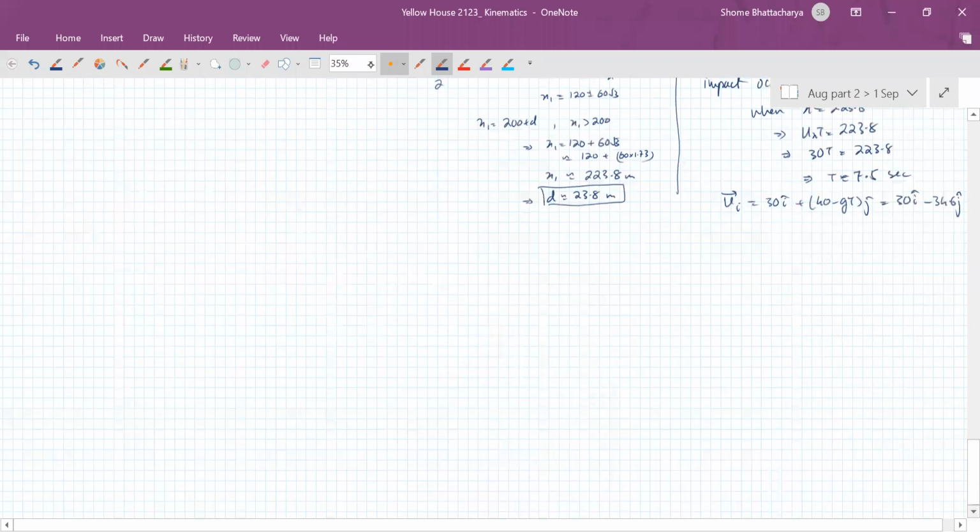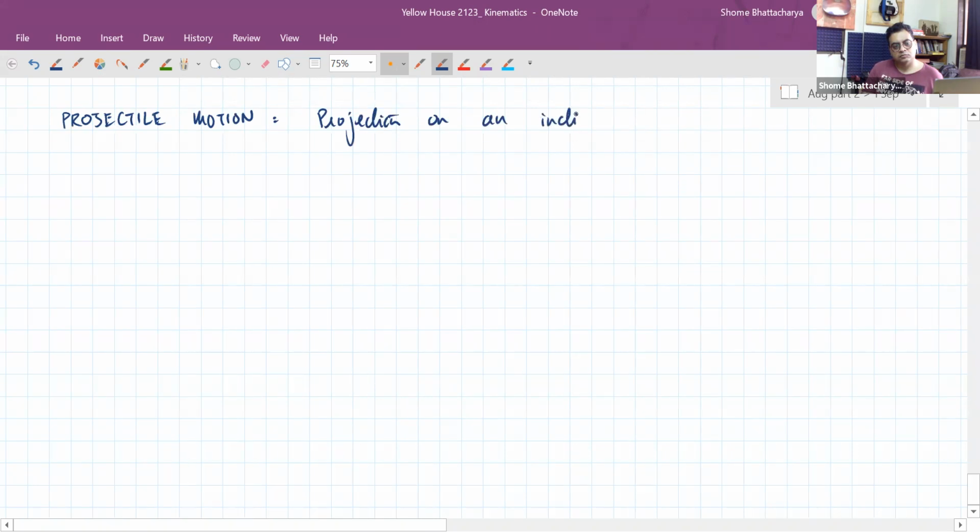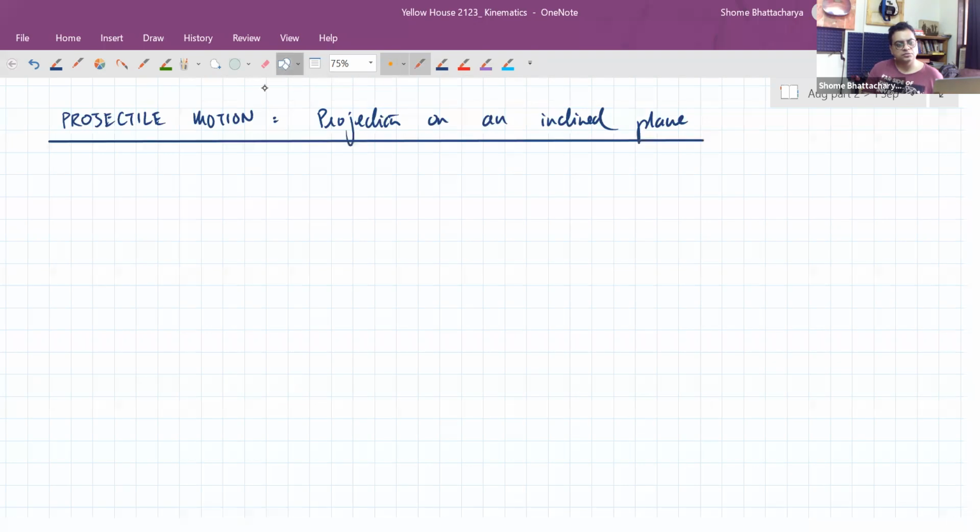Now let's move on to the last part of projectile motion, which is, again, nothing new in terms of equations and all, but another way to deal with projectile motion when we have projection on an inclined plane. So instead of throwing the object from a horizontal surface, we are doing something like this.